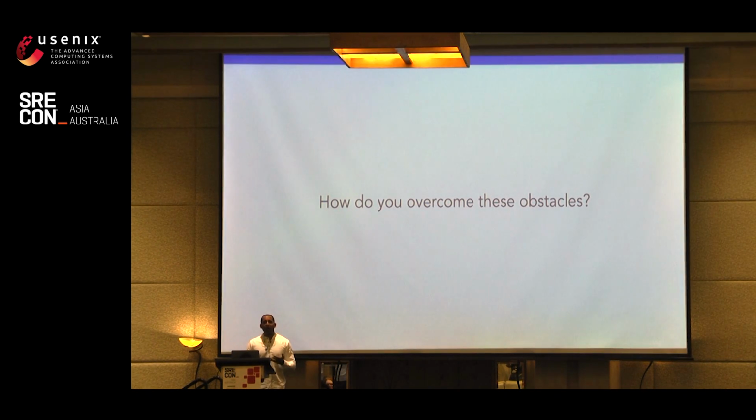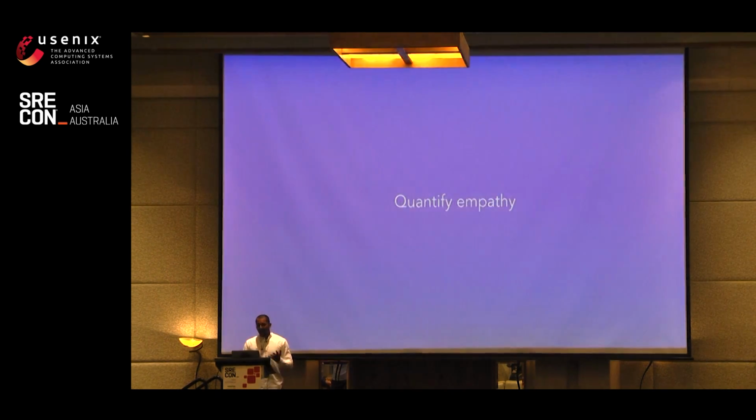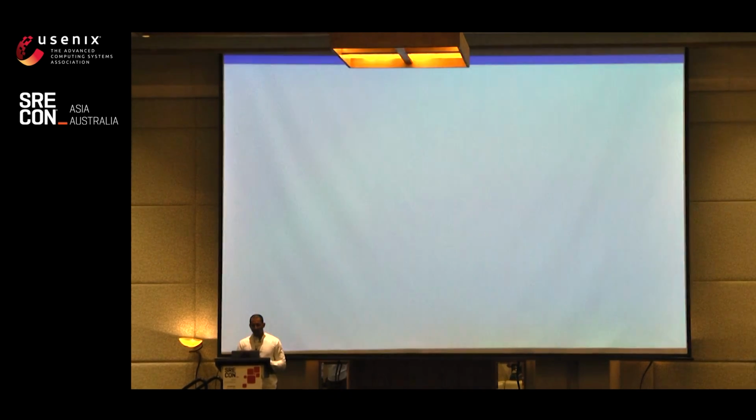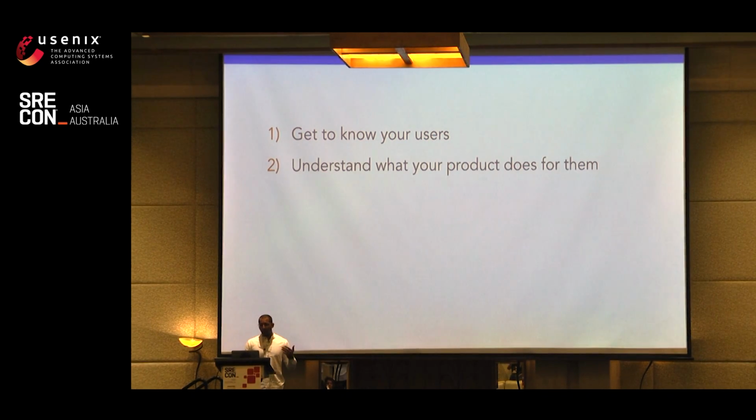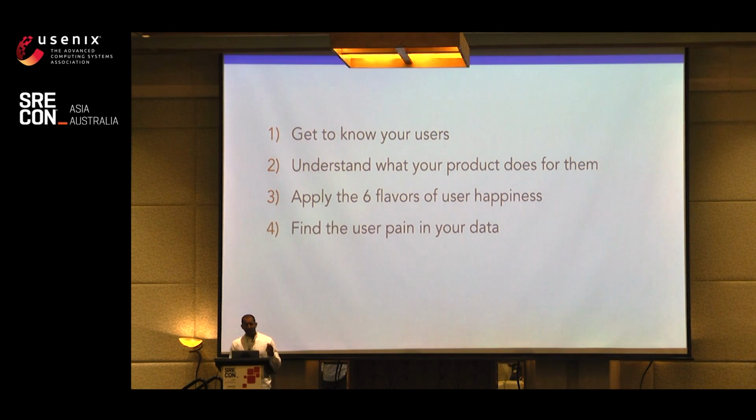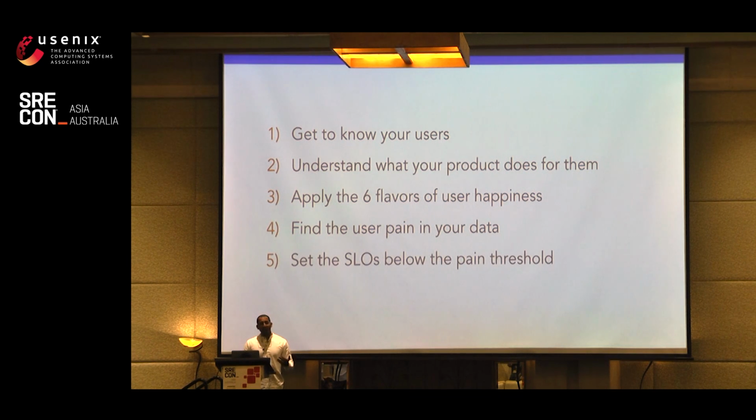So how do you overcome all these obstacles? That's the key to quantify empathy. Step 1, you get to know your users. Step 2, you understand what your product does for them. Step 3, apply the 6 flavors of user happiness that I'm going to tell you about. Step 4, find the user pain in your data. And 5, set your SLOs to be below the pain threshold.